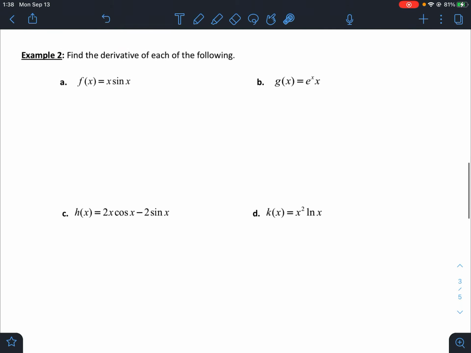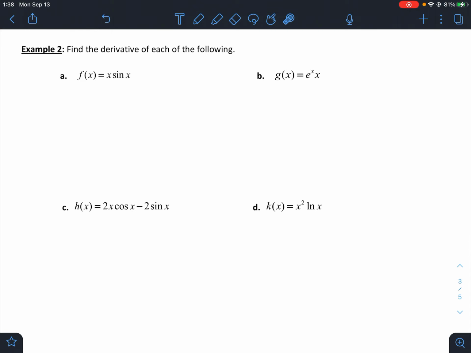So here's a couple of practice problems. At any point as you're watching this video, if you feel comfortable and you want to try one on your own, go ahead and pause the video and then come back when you're ready.